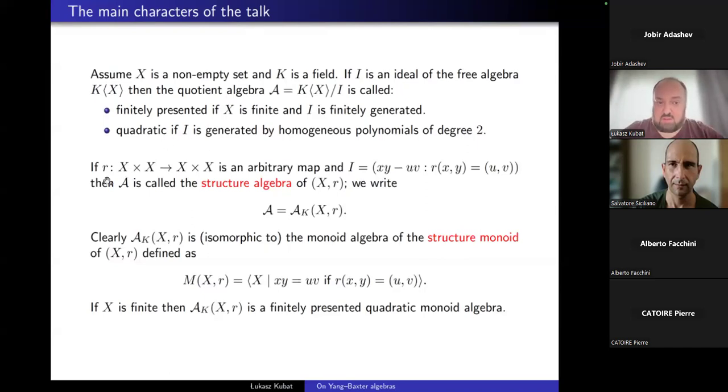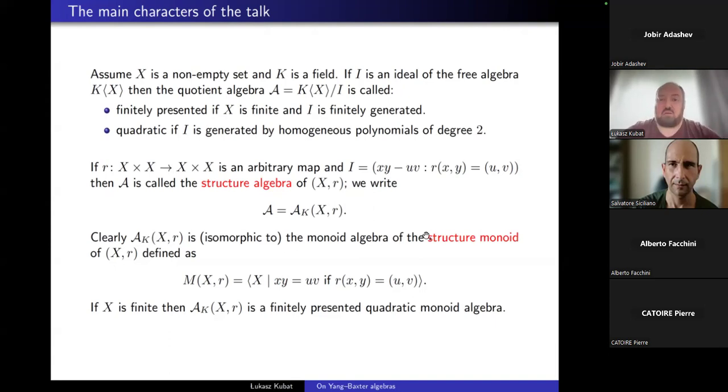Among quadratic algebras, there is a family of algebras defined by maps. Here we are in a very special situation. We start from a map R defined on a Cartesian square of the set X, and then we define our ideal of relations, generated by differences of words of length 2, xy minus uv, provided uv is the image of xy under the map R. Having such a map, we call the quotient of the free algebra by the corresponding ideal the structure algebra of the map R, or the structure algebra of the pair (X, R).